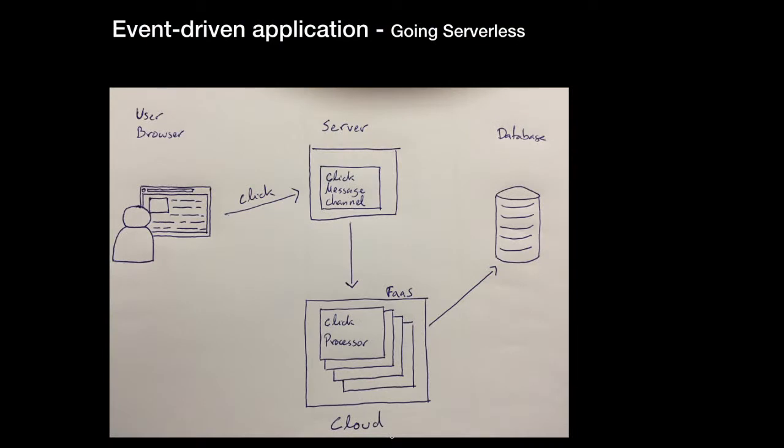I think it's this one. Yes. So our previous architecture, now using functions as a service. We've isolated, I have a pointer, the server part, so the EC2 instance in the cloud now only contains the message channel. We passed all the functions, so the click processor, and you can see it scales automatically, and then it goes to the database and does whatever you want it to do.